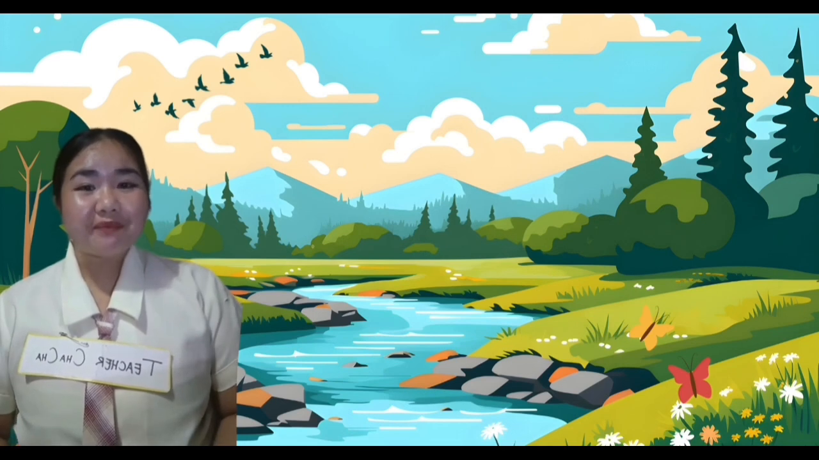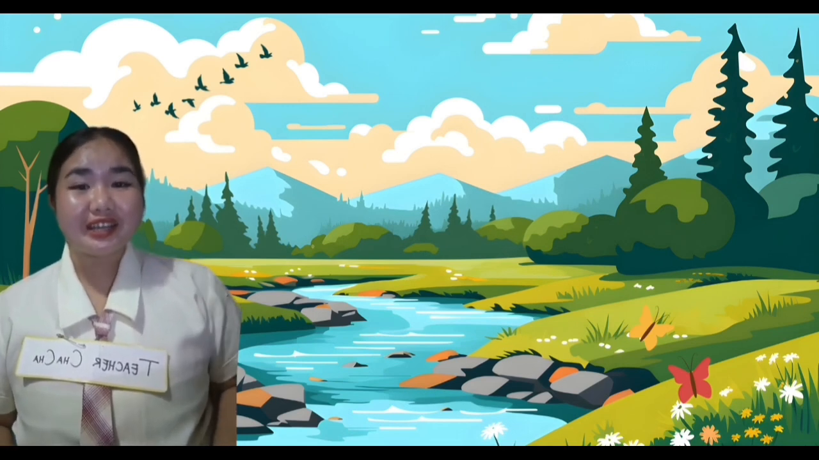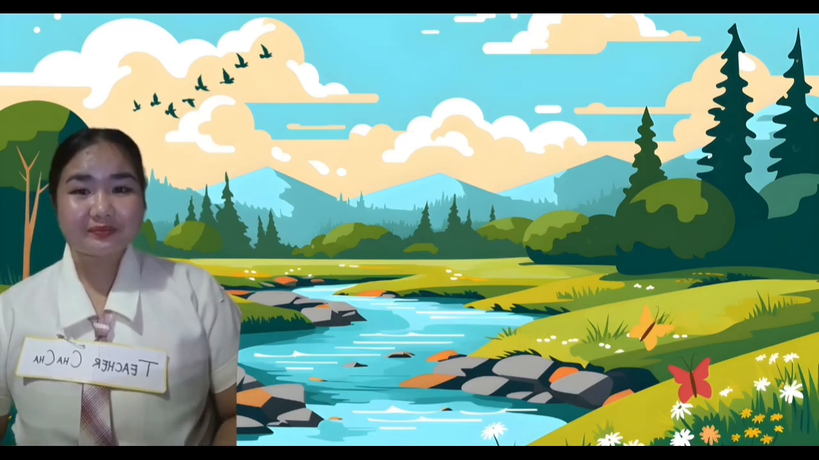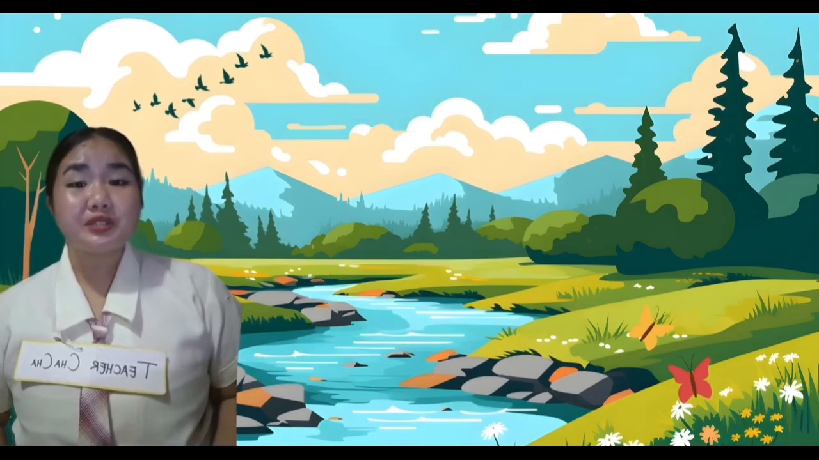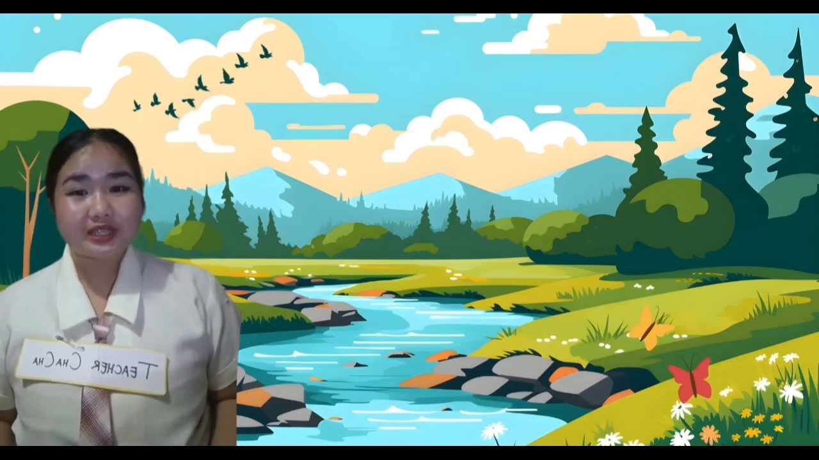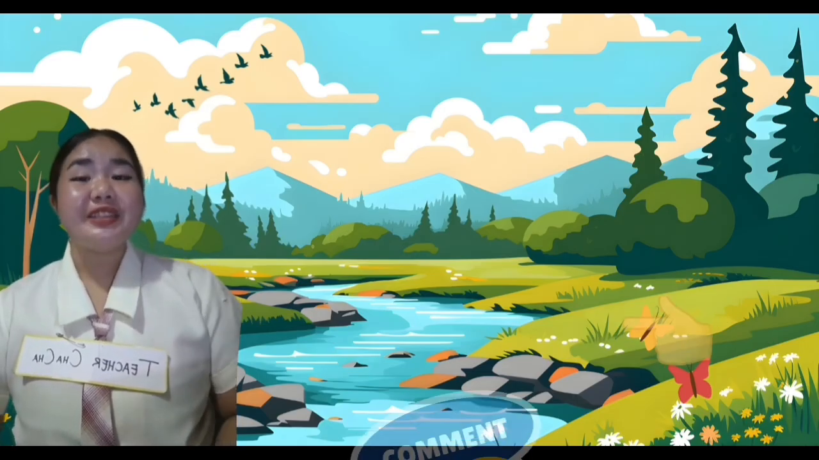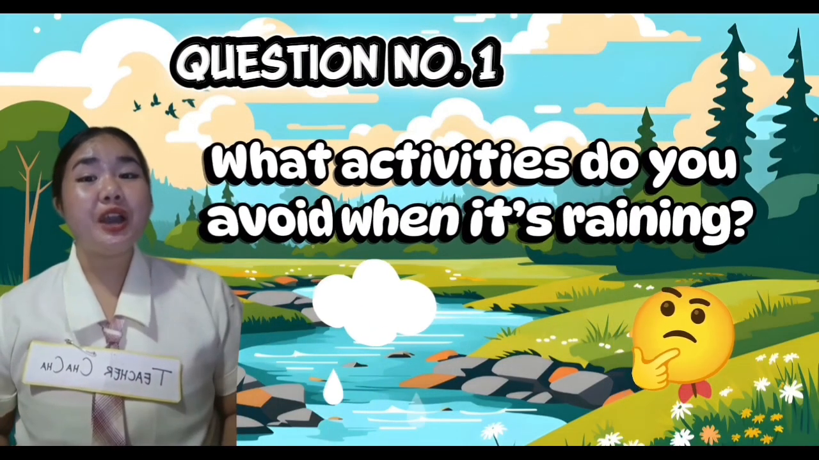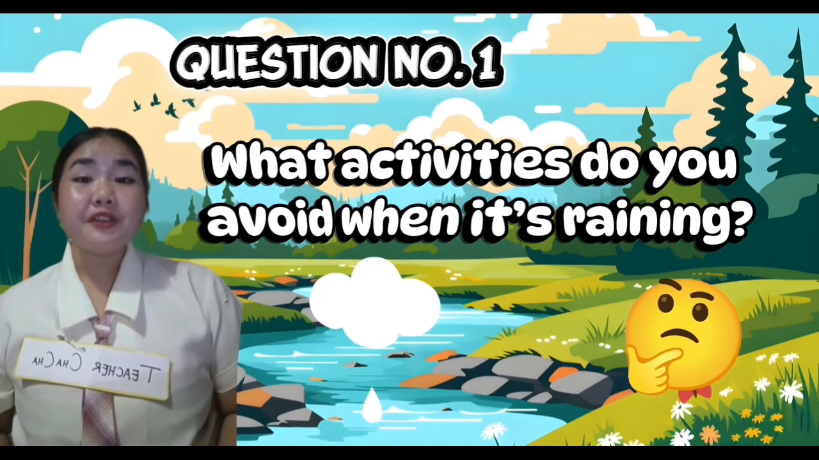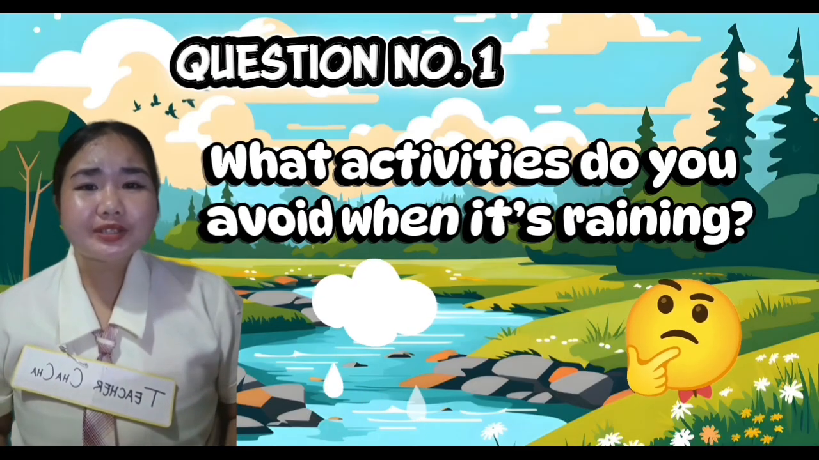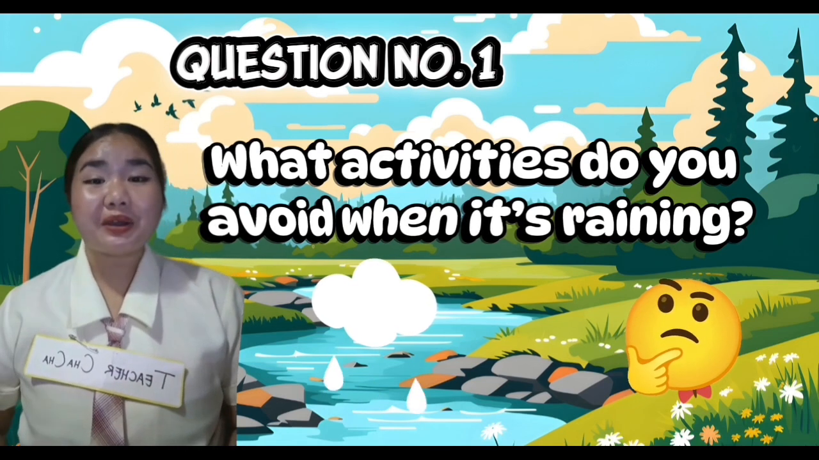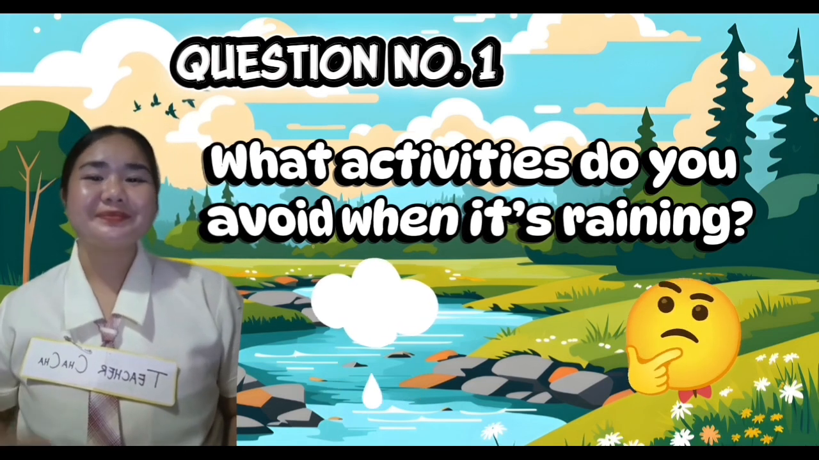Now that we've learned about precipitation and the rain gauge, let's see how well you understand our lesson. I have a few simple questions for you to think about. Just type your answer in the comment section below, okay? So, question number 1. What activities do you avoid when it's raining? For example, do you still play outside or go biking when it's raining? Think about it and share your answer in the comments.